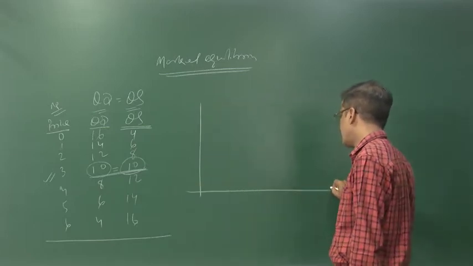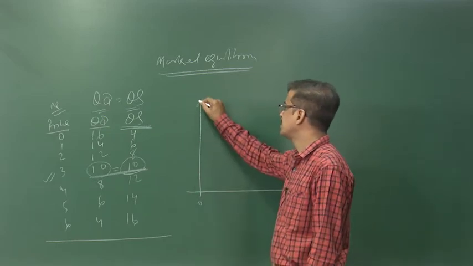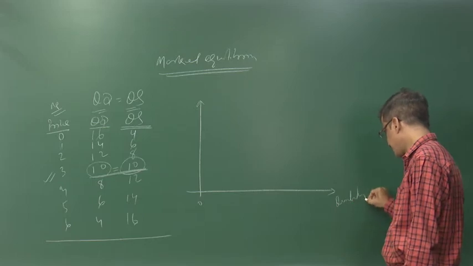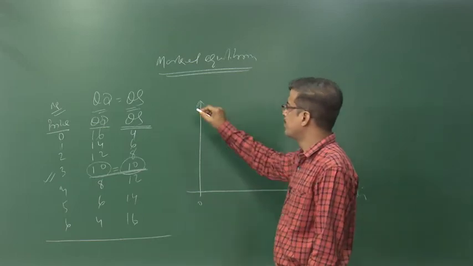On the horizontal axis, we put the quantity. On the vertical axis, the price.